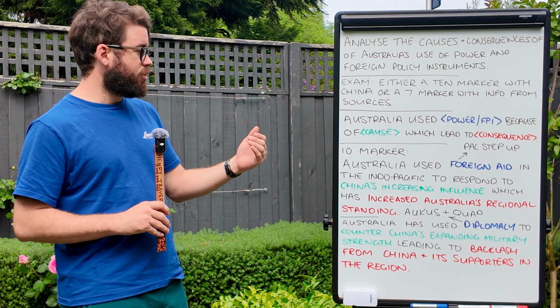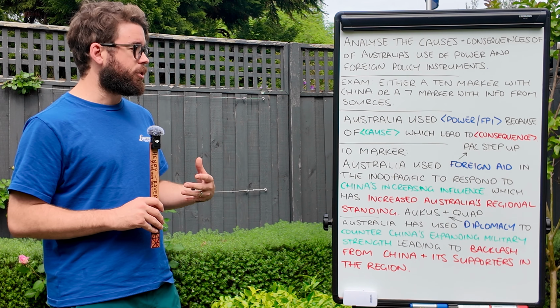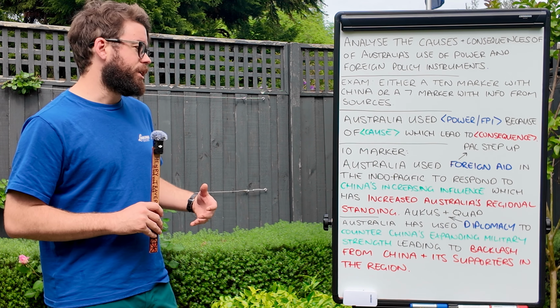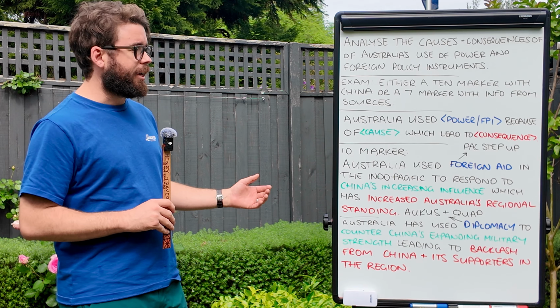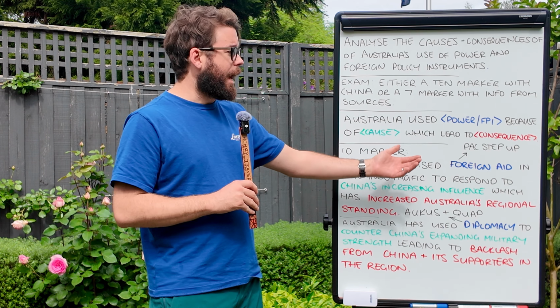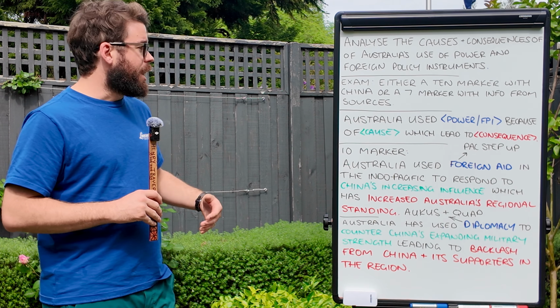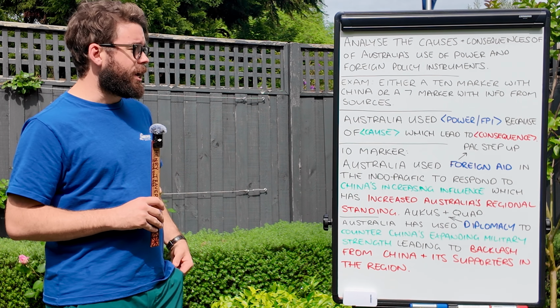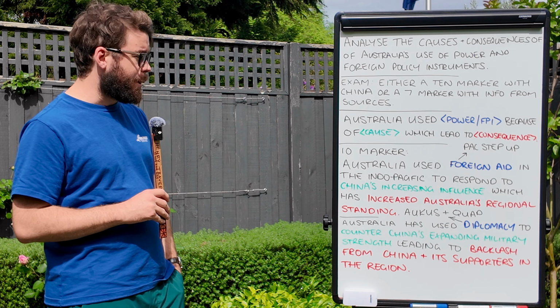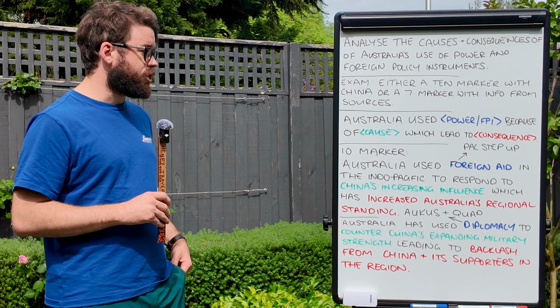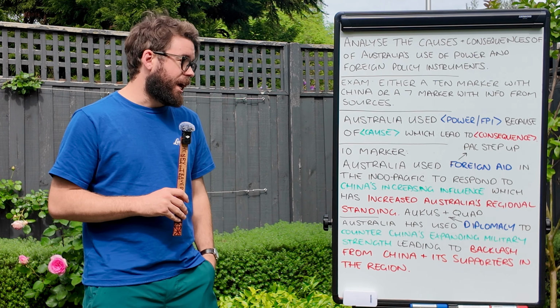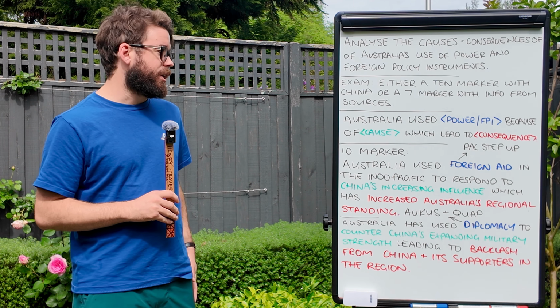Australia has used foreign aid in the Indo-Pacific to respond to China's increasing influence, which has increased Australia's regional standing. Now, the case study that you would use for that is the Pacific Step Up. So another way: Australia has used foreign aid in the form of the Pacific Step Up in the Indo-Pacific to respond to China's increasing influence, which has increased Australia's regional standing.